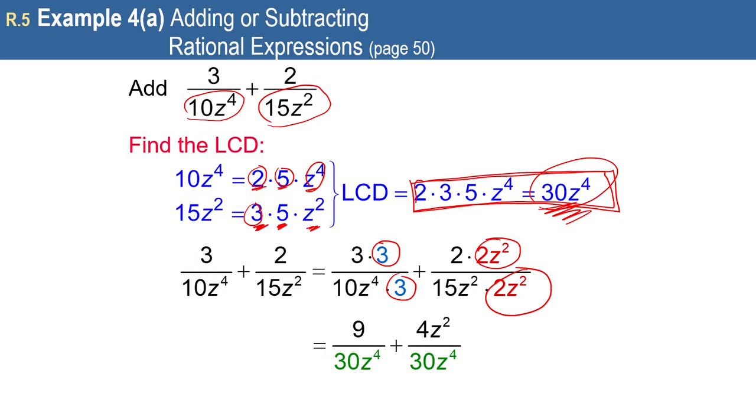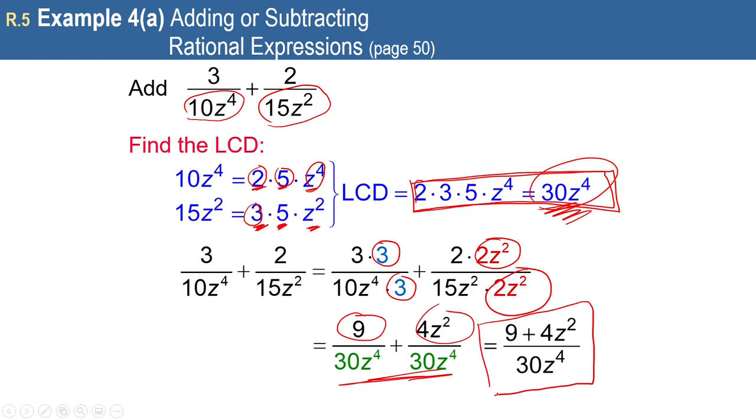We have 9 over 30z to the fourth plus 4z squared over 30z to the fourth. And now we can just add the numerators together and keep our denominator. This results in our solution, 9 plus 4z squared over 30z to the fourth. Be careful when you're adding fractions. Remember, you're just adding the numerators and keeping the same denominator. So don't change the denominator, keep that the same, and just add the numerators. This is our solution, 9 plus 4z squared over 30z to the fourth.